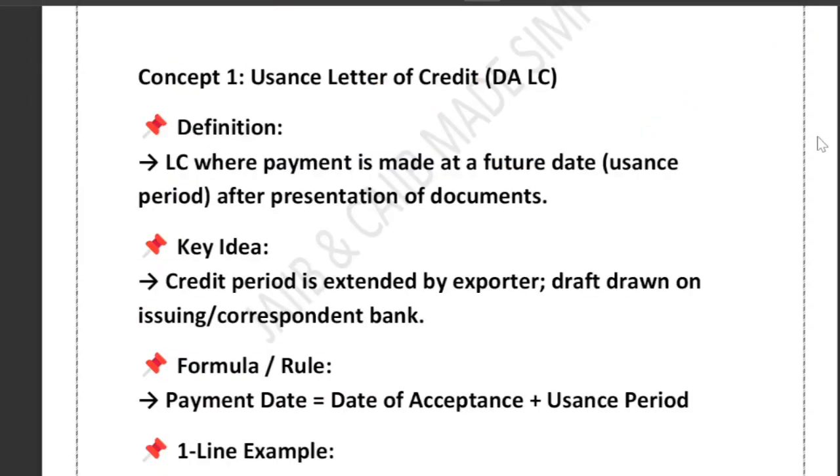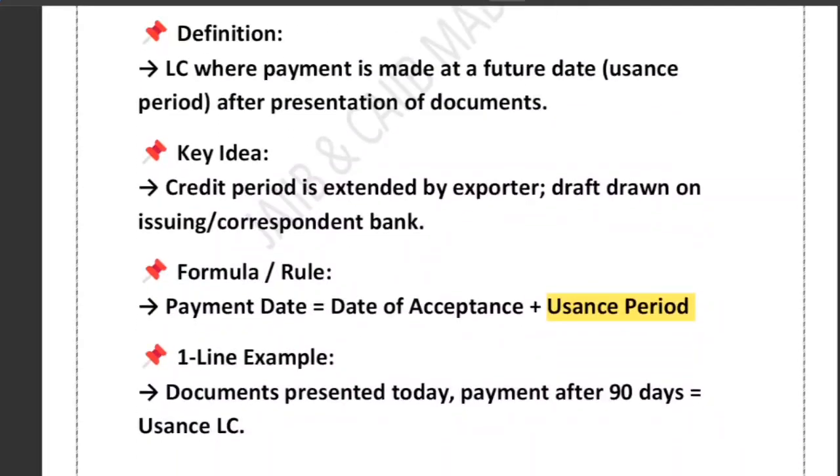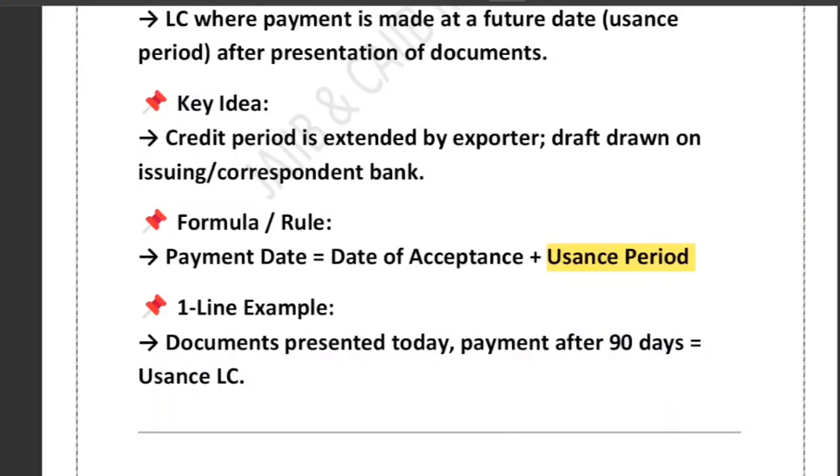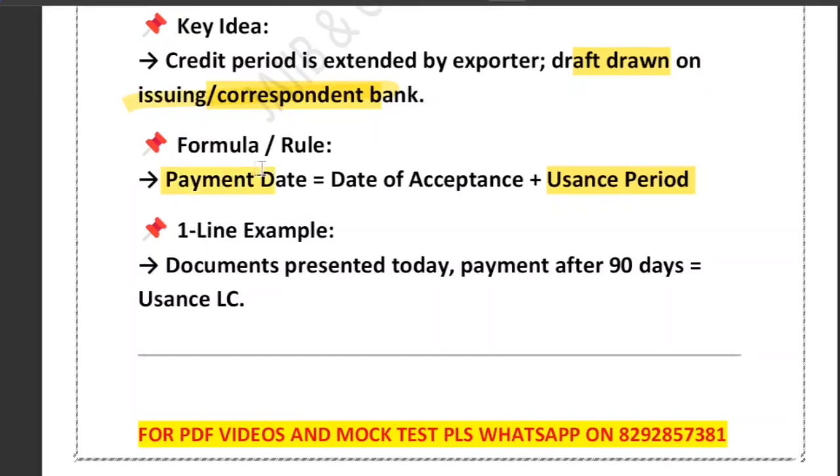Friends, in a usance LC, payment is not made immediately. Rather, payment is made after a fixed period, and that period is called the usance period. So the exporter gives time credit to the importer. The important point is that the draft is drawn on the issuing bank or correspondent bank, not on the buyer directly. Very important point to note. Remember the formula: payment date or due date is equal to date of acceptance plus the usance period.